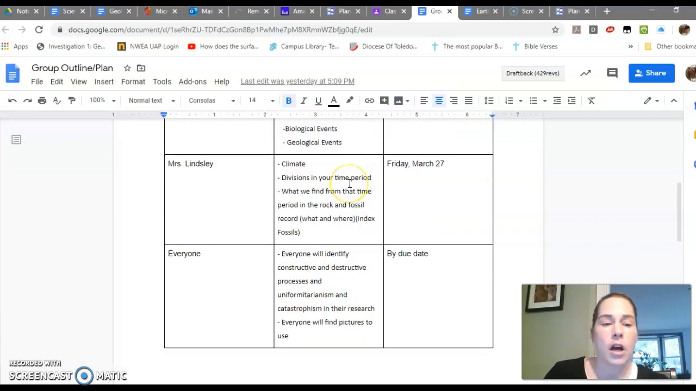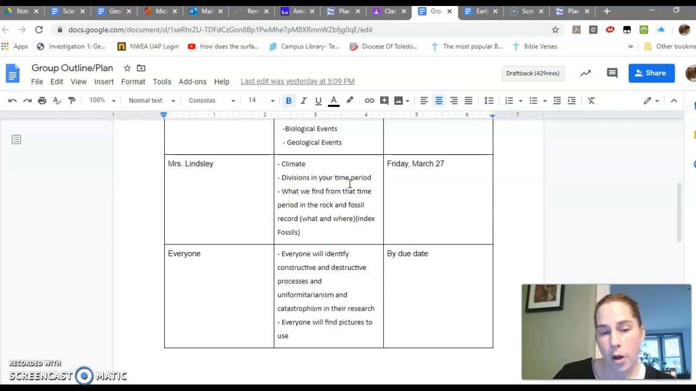So when I look up, I'm assigned climate changes. Well, maybe there was an ice age. Maybe there was a global ice age at this time. I could identify that as constructive because as the glaciers come through and carve out paths, they put landforms in other places, and destructive because it breaks down. It's a major form of weathering and erosion.